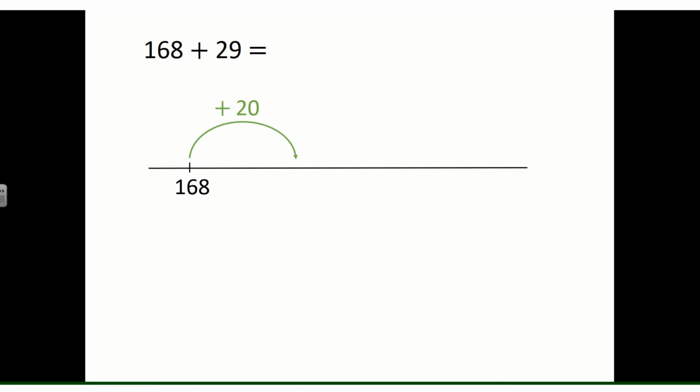This time I'm going to add 168 and 29. I begin my number line at 168. I'm going to make a jump of 20 for the part of 29. That takes me to 188. And then I'm going to add 9, but this time I'm going to partition my 9 into 2 because that takes me to the next multiple of 10, and 7. It's much easier then to see 190 plus 7 is 197. 168 plus 29 equals 197.